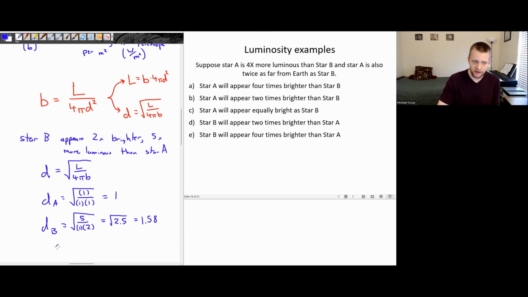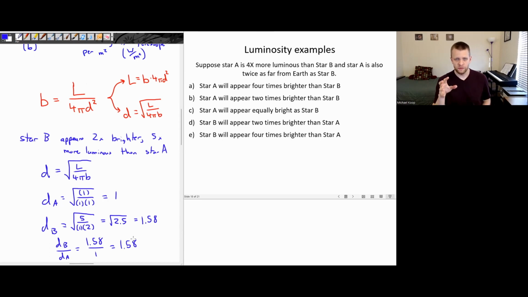So the last step, if I do the distance to B compared to the distance to A, we get 1.58 over 1. So the distance to star B would be 1.58 times greater than the distance to star A.